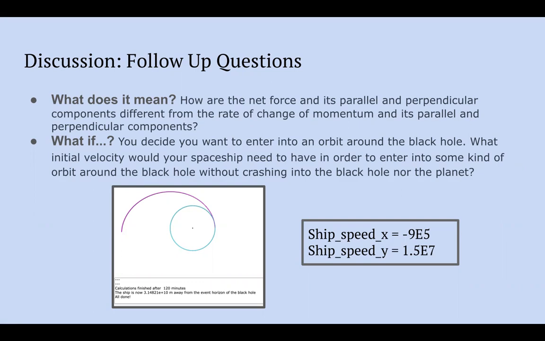The second question asks what the initial velocity would have to be if you wanted the spaceship to orbit around the black hole. This question was difficult for me to answer, but the image you see is the closest I got. Through trial and error, I found that the initial velocity would be -9 times 10 to the power of 5 in the x direction and 1.5 times 10 to the power of 7 in the y direction in order to get this result.